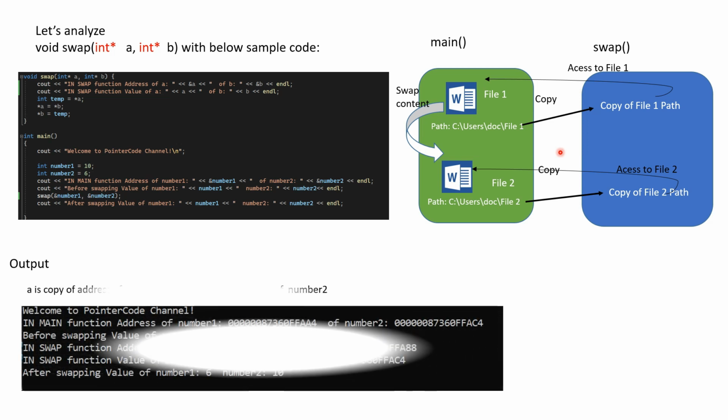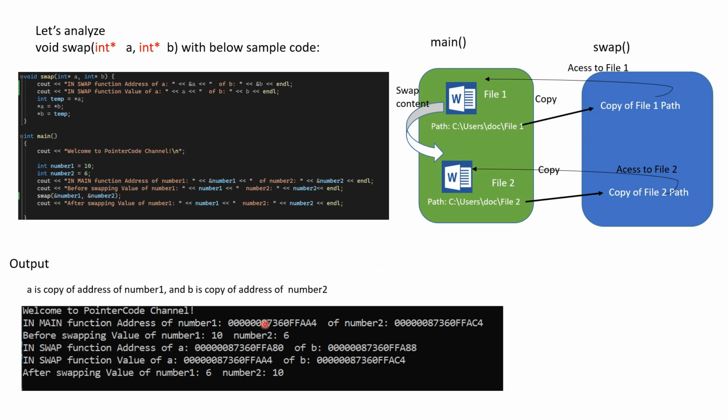So we can see the output here. You can easily see that the addresses of number 1 and number 2 and the addresses of A and B are still different. It means that they are different variables. The compiler will create four different variables to handle that. And in this case, we can see that the address of number 1 and the address of number 2 will be copied to the variables A and B.